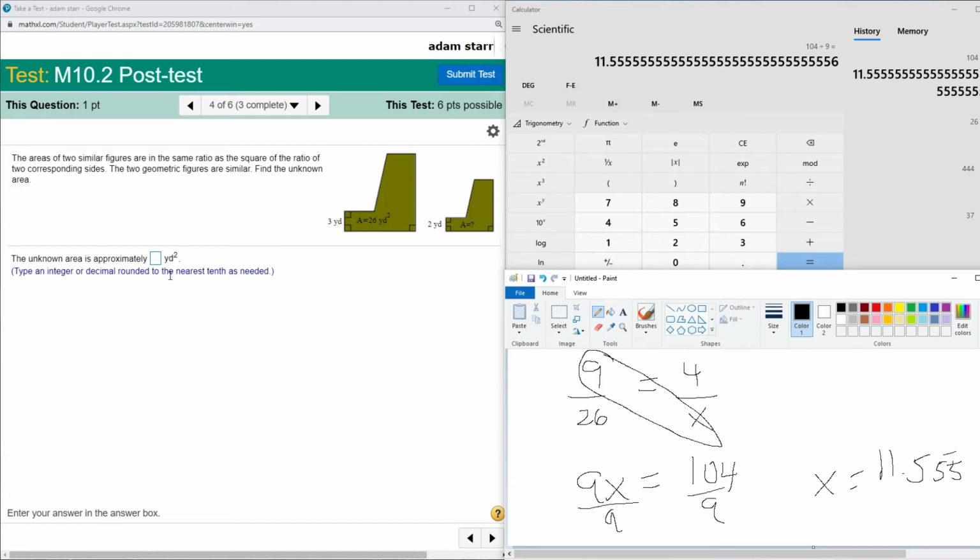And it says round to the nearest tenth as needed. So this is the tenths place, the first place after the decimal point. So I'm really looking at the second 5 to determine if this 5 rounds up or stays a 5. 5 or above, we give this a shove, so this will be 11.6.